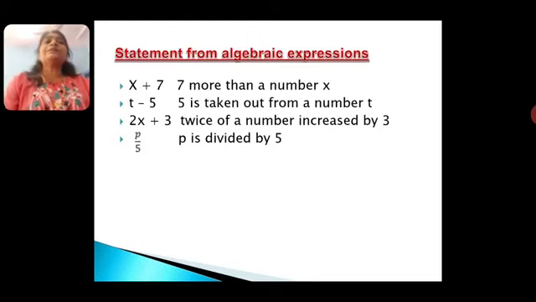Now the statements from algebraic expressions. Now algebraic expressions are given and we can form the statements. The algebraic expression is x plus 7. The statement is 7 more than a number x. The next example, t minus 5. The statement is 5 is taken out from the number t. Next example, 2x plus 3. That means twice of x increased by 3. Plus 3 means increased.